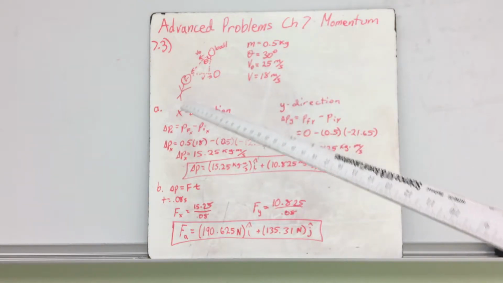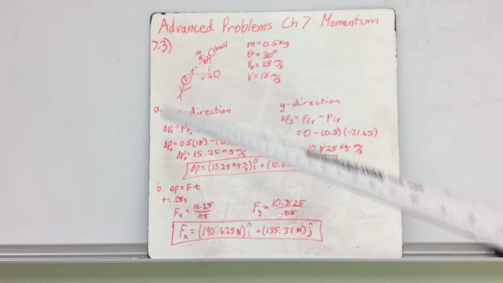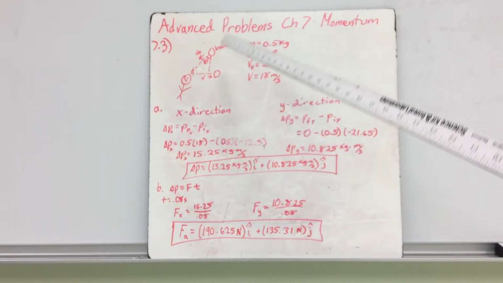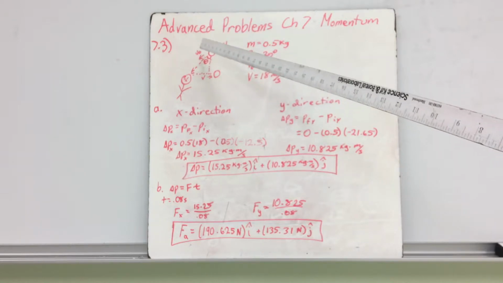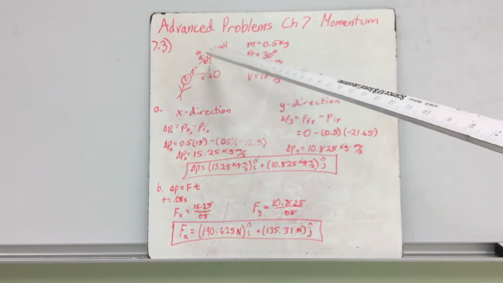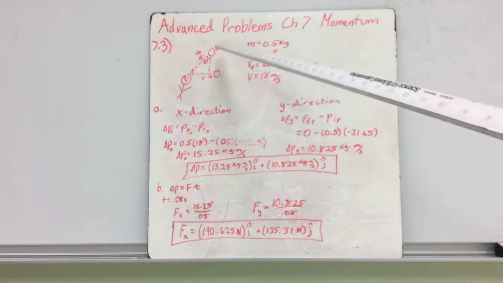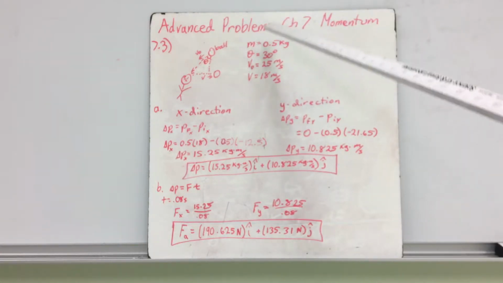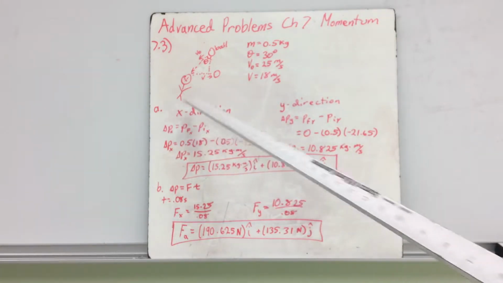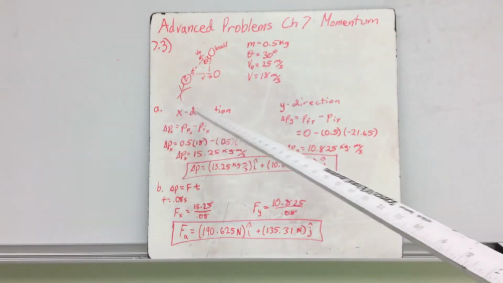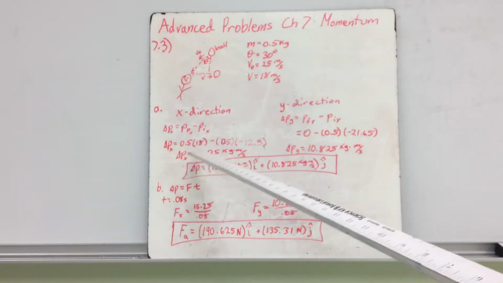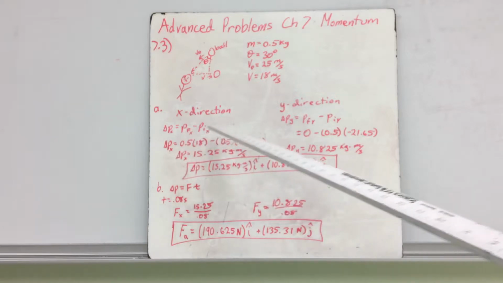So I split it up into two components. I did the x direction and the y direction. To find the momentum change, we are given the initial velocity, and we are also given this angle from the vertical, and we are also given the mass right here. For the x direction, I set up not conservation, but the impulse equation, and we can solve for the impulse of x.